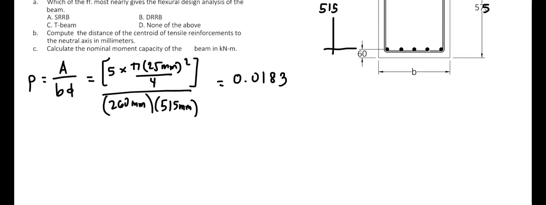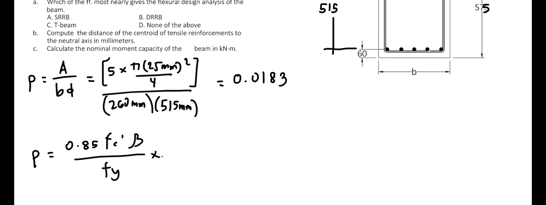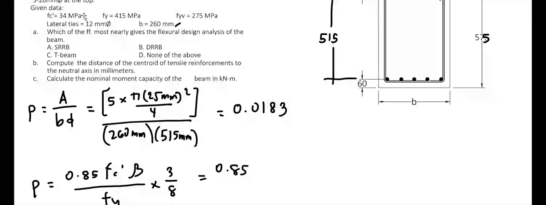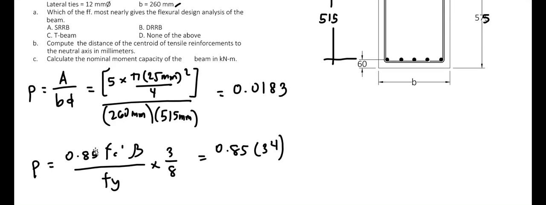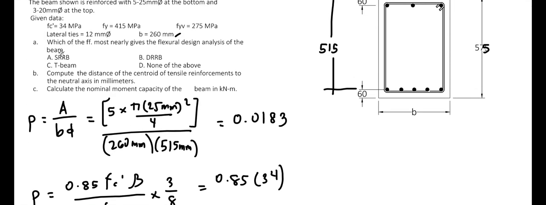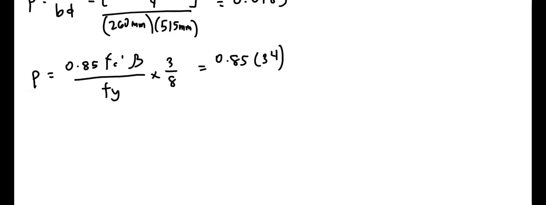And then we solve for the rho max, or the maximum steel ratio, that is equal to 0.85 Fc prime beta all over Fy times 3 over 8. So plugging in the known values, we have 0.85 Fc prime, that is equal to 34. And to solve for beta, that is 0.85 if the compressive strength of concrete is less than or equal to 28. However, the compressive strength of concrete is greater than 28, that is equal to 34.